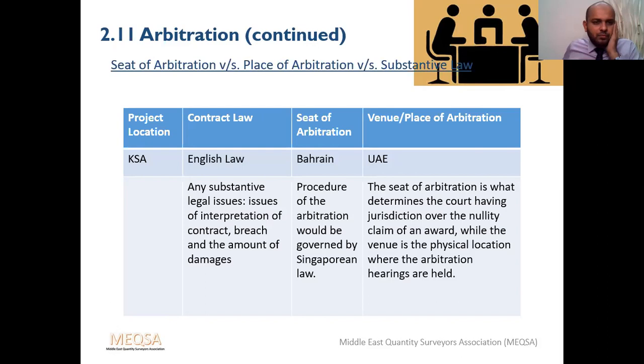Now, the parties have chosen, as you see in the arbitration clause, which institute to use. Bahrain is very famous in this part of the region. There is an arbitration institute, the GCC, which we'll see in the next slides. They are very common and very famous for resolving arbitration. So Bahrain is the seat, which means you follow that arbitration institute's rules and regulations to administer this arbitration process.